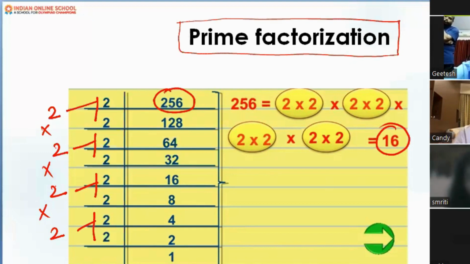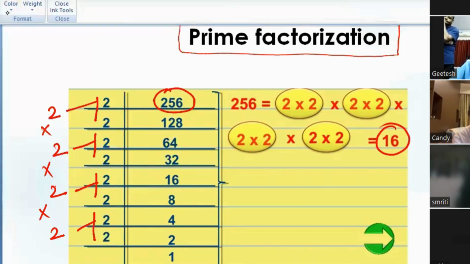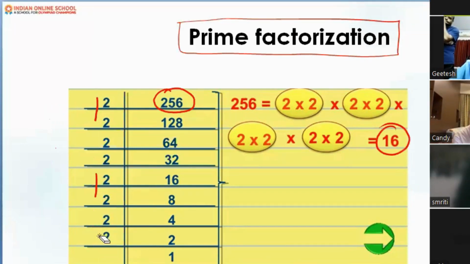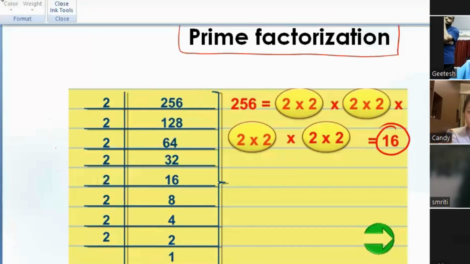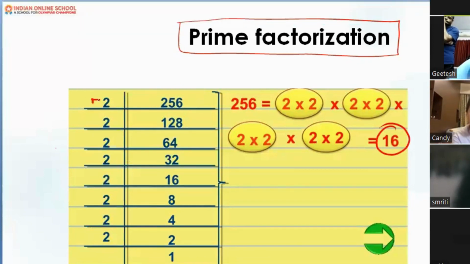I have a question. What if there is one extra 2 which doesn't come in a pair? No, I think every 2 has been covered over there. Let me show you. See, this is one pair, this is another pair, this is another pair, and this is another pair. Now no 2 is left behind. What if there was another extra 2?